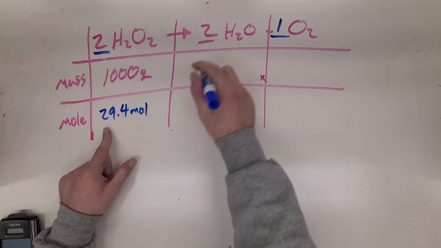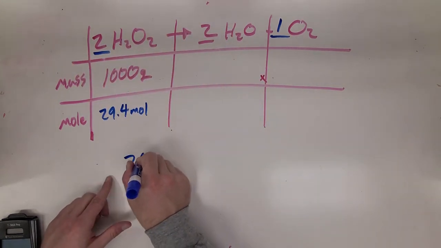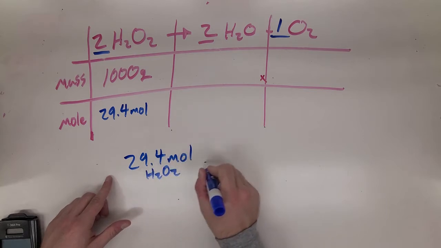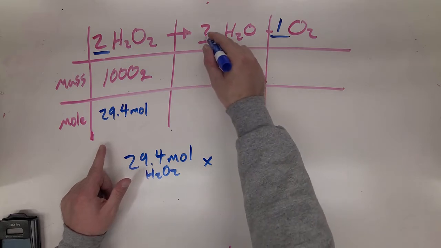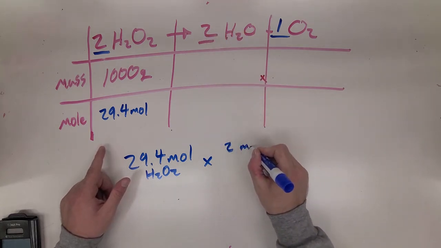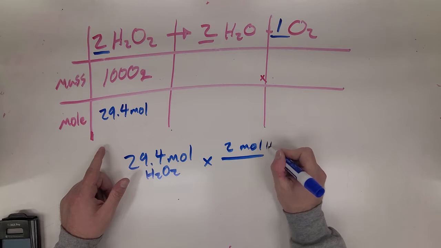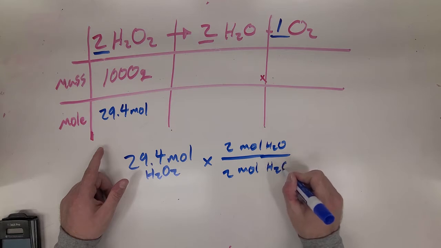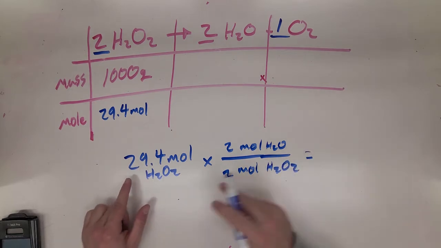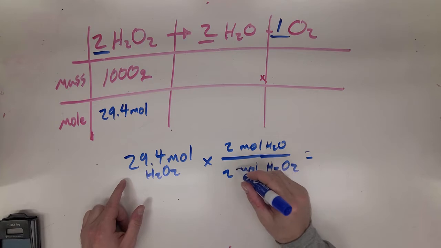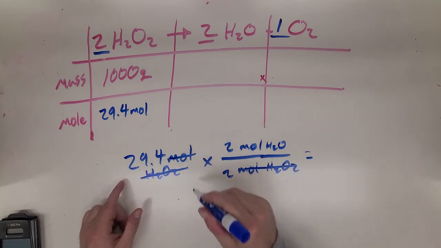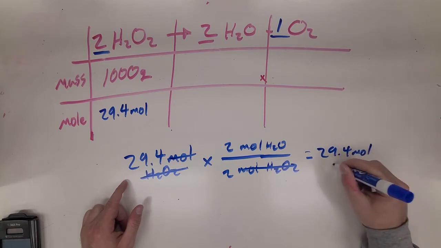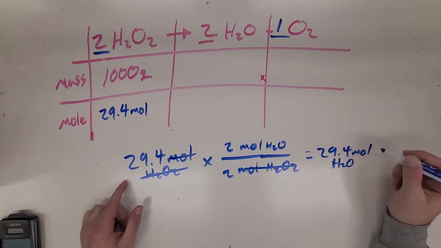So for here, since this is a 2 to 2 ratio, I'll just show that really quick. 29.4 moles of H2O2 times, we want 2 moles of H2O over 2 moles of H2O2. That would get us, well, that's the same thing as 1 over 1, the moles of H2O2 would cancel. 29.4 moles of H2O. We just put that right there.